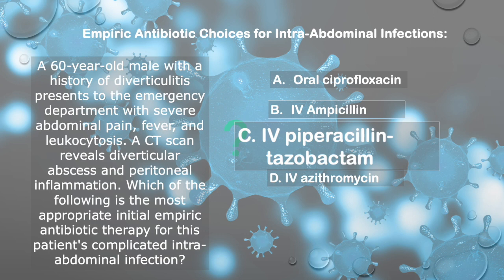Zosyn is an appropriate choice as it provides extensive coverage against both anaerobic and aerobic pathogens commonly involved in these infections. Now, carbapenems are another option for broad spectrum coverage, but they are not listed among the choices, but would be also suitable for this scenario. And then the other antibiotics listed, Cipro, ampicillin, and azithromycin, do not provide the comprehensive coverage for the likely pathogens in the complicated intra-abdominal infection.